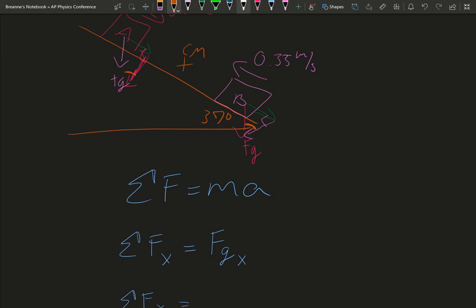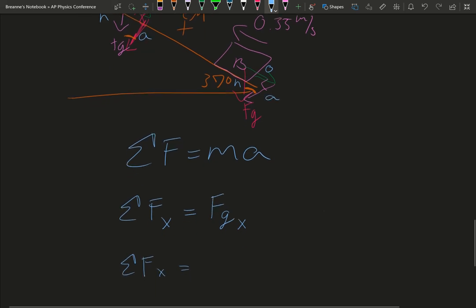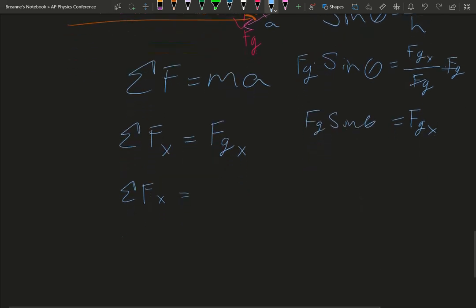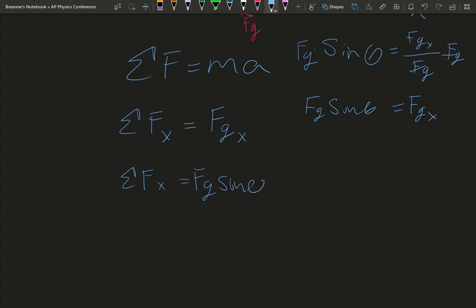So then this is our hypotenuse. The force of gravity is our hypotenuse, so this becomes our opposite. This becomes our adjacent. So we need our x, so that's our opposite. So the sine theta is opposite over hypotenuse. For sine theta, our opposite is our force of gravity in the x. Our hypotenuse is force of gravity. So we get that our force of gravity in the x is force of gravity sine theta.